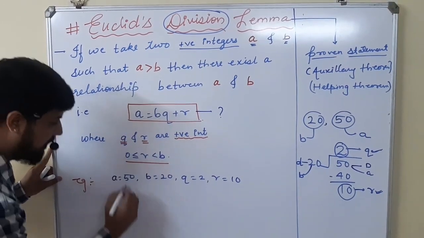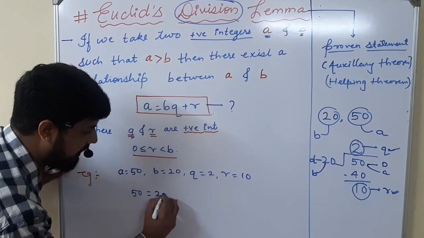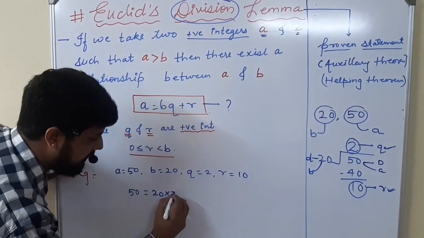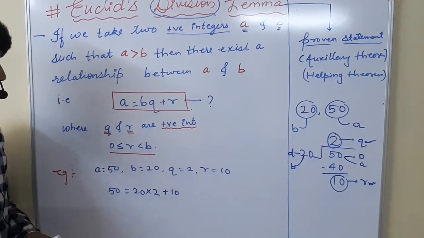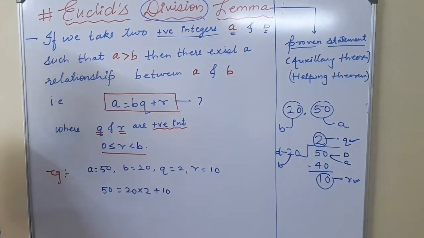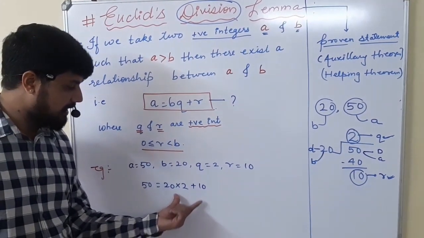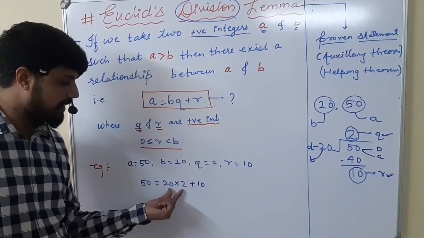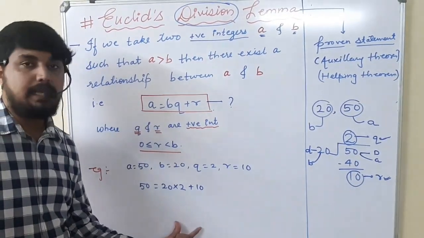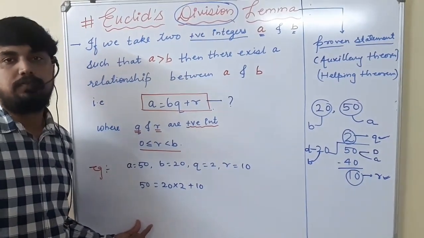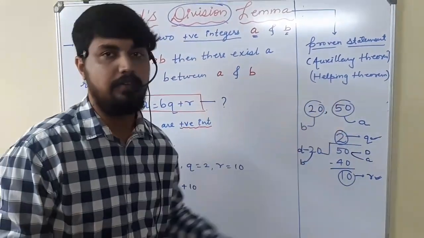In place of A I can write 50 is equal to, in place of B I will write 20, in place of Q I will write 2, in place of R I will write 10. Now just check whether this condition is satisfied or not. Our LHS is 50. Now let's calculate the RHS. In RHS, 20 twos are 40. 40 plus 10 is 50. That means our RHS is also 50. LHS is also 50. So this condition is true for these two integers 20 and 50.